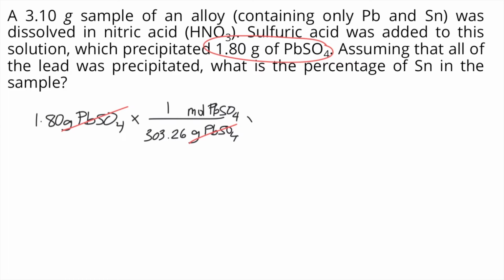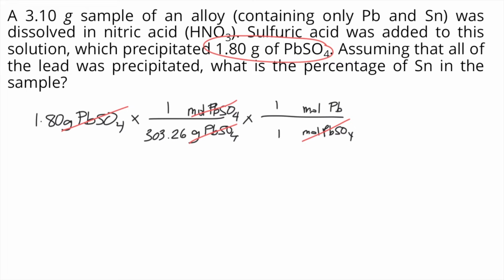But we only want lead. So we convert moles of PbSO4 to moles of just lead. So how do you do that? You simply look at the chemical formula. So the chemical formula is PbSO4. So for every 1 mole of PbSO4, as you can see in the chemical formula, there's also 1 mole of lead. So the moles of PbSO4 cancels, and now you have the moles of lead.